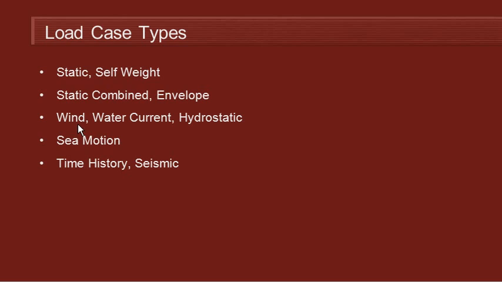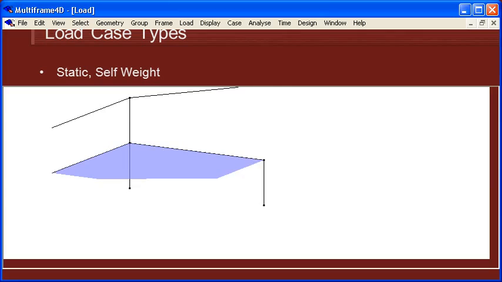We've also got some special load types. We can create load cases for wind, water, current, and hydrostatic loads, and we can also create load cases for sea motion loads. It's really a special case of acceleration-induced inertial loads for the motions of a structure on a vessel. And then finally, time history loads for time-varying loads and seismic load cases for ground accelerations. They'll be out of the scope of this webinar, but we'll look at those in future webinars where we're looking at dynamic loads. Let's go over to Multiframe and see how we can create and manage our load cases.